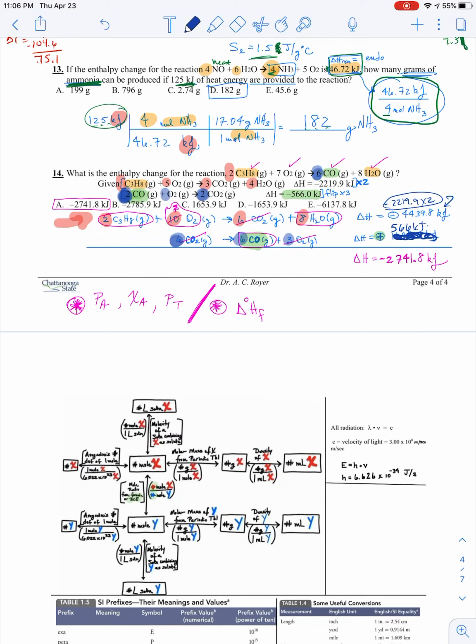So we take that kilojoules and multiply it by 3, and that's how you get this number here. But you can also just put those numbers in a calculator: negative 2219.9 times 2, plus 566 times 3. When you do all that math, you get this one.